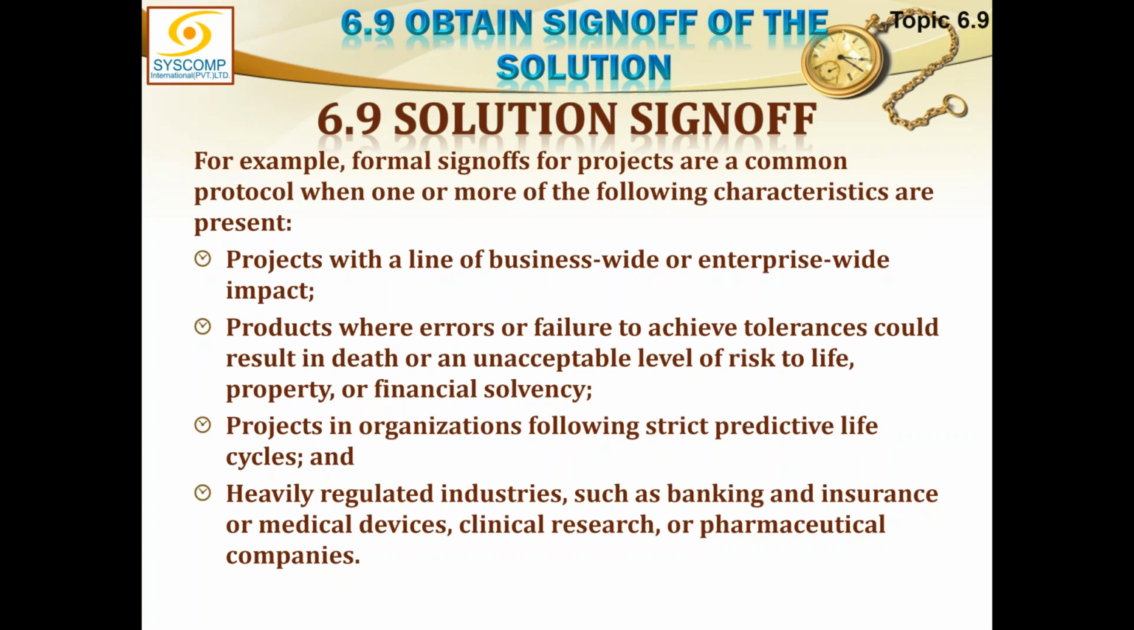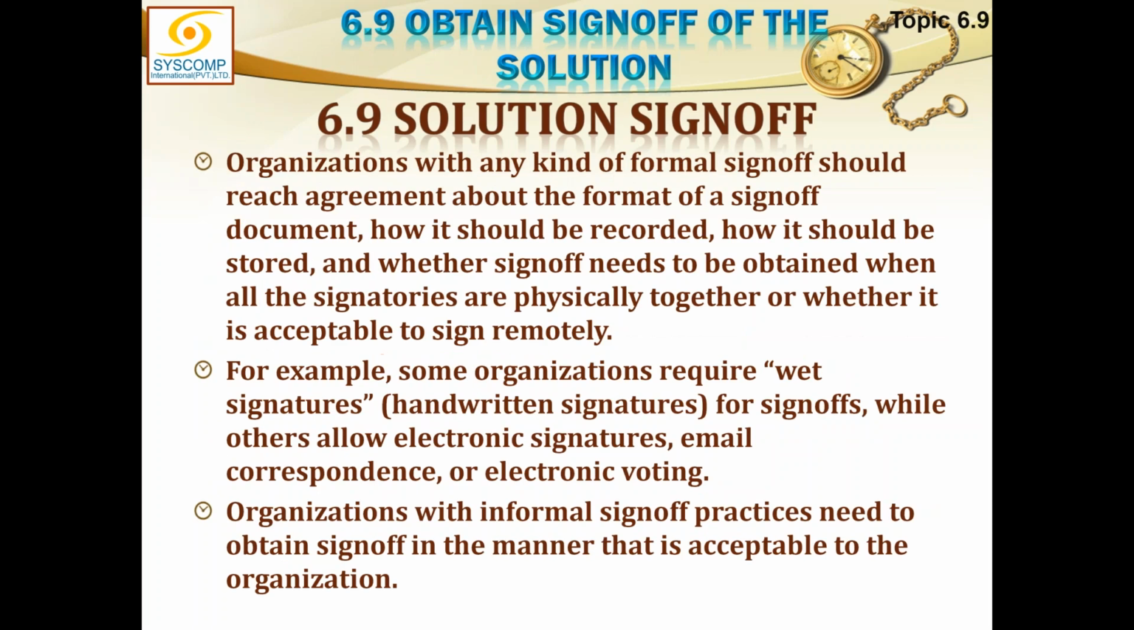Projects with a line-of-business-wide or enterprise-wide impact. Products where errors or failures to achieve tolerances could result in death or an unacceptable level of risk to life, property, or financial solvency. Projects in organizations following strict predictive life cycles and heavily regulated industries such as banking and insurance, or medical devices, clinical research, or pharmaceutical companies.